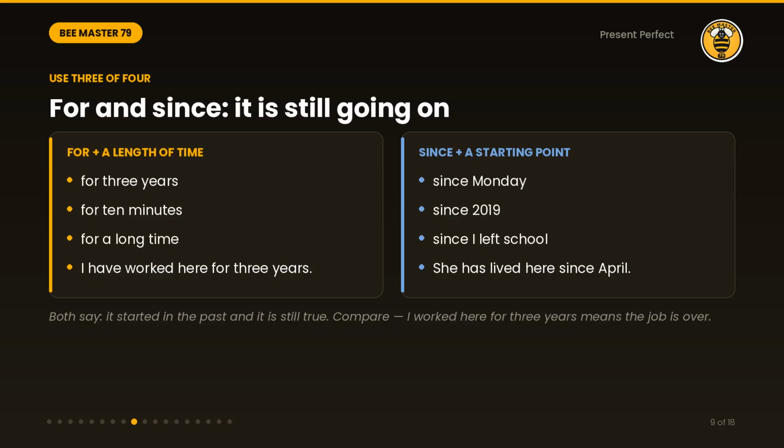Use number 3, a situation that started in the past and is still going on now. This is where for and since live, and the difference between them is mechanical. For takes a length of time: for 3 years, for 10 minutes, for a long time. Since takes a starting point: since Monday, since 2019, since I left school. I have worked here for 3 years. She has lived here since April. Both of those sentences say the same thing about now. It is still true. Now listen to the contrast.